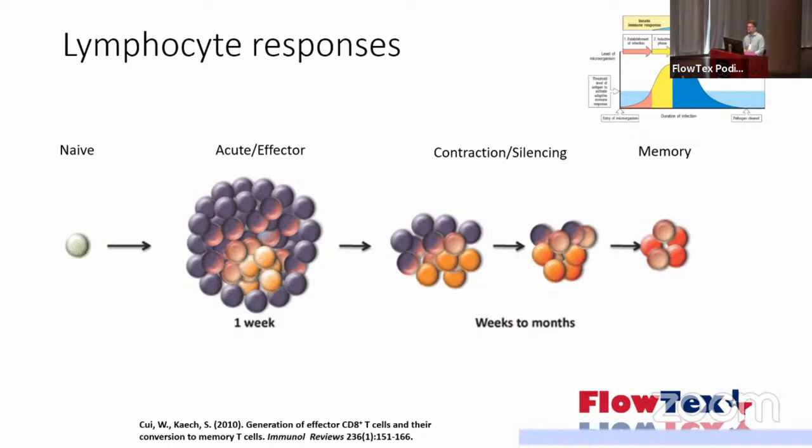We trick the immune system into saying, hey, make an immune response. And then when we encounter our virus, make a bigger immune response and keep it from getting really, really bad.